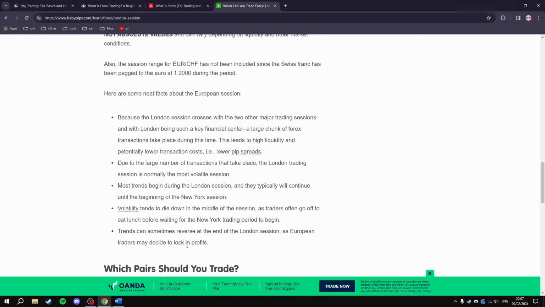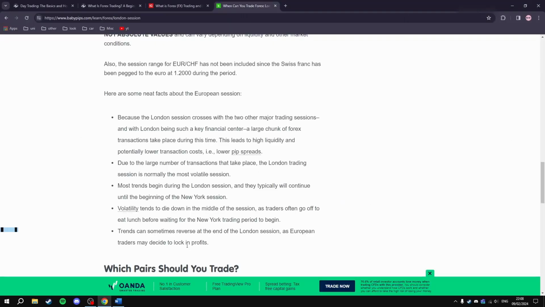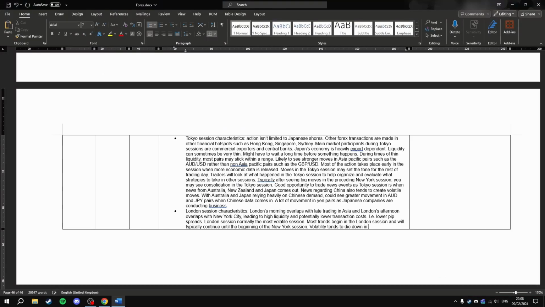Volatility tends to die down in the middle of the session, as traders often go off to eat lunch before waiting for the New York trading period to begin.